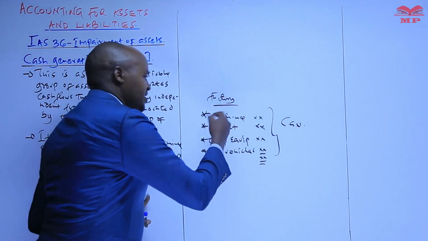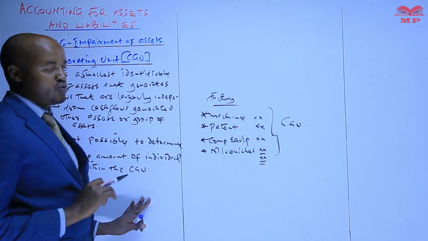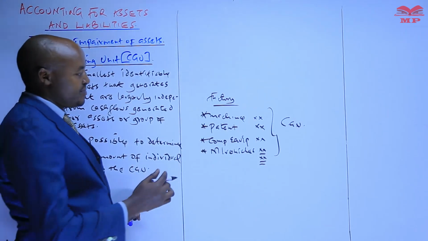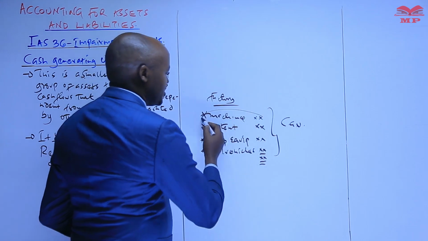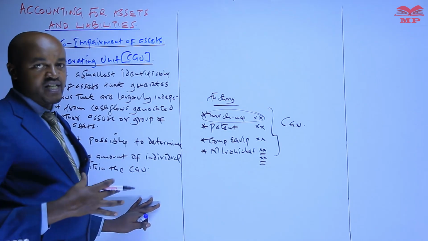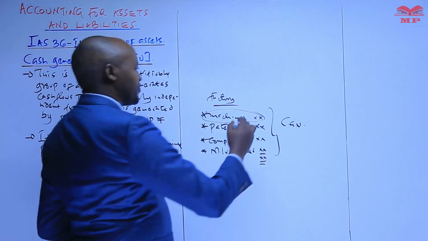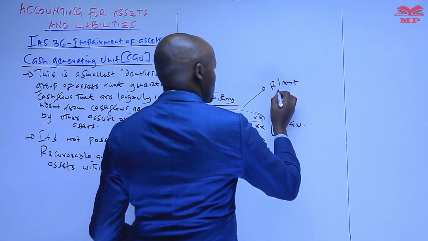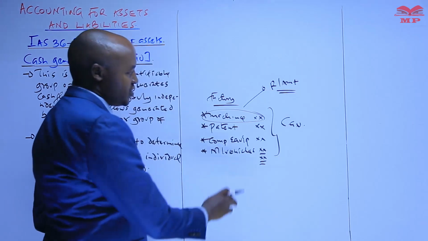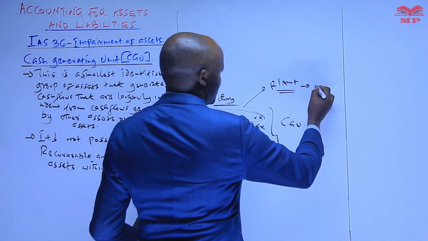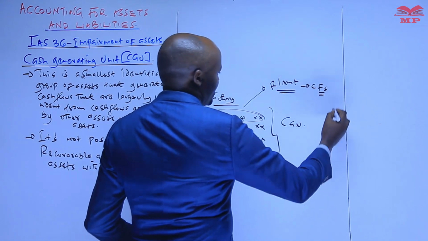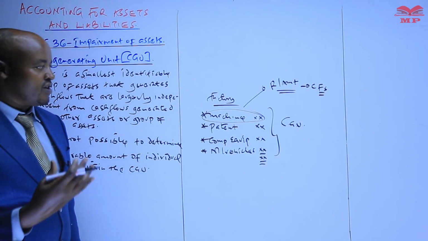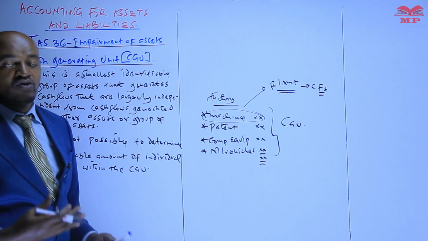So this particular asset here generates cash flow as a group, meaning that if, for example, you pick one asset from this particular group, like maybe you pick something like machines, these machines cannot generate cash flow on their own, and therefore it is not possible to determine the recoverable amount of that particular machine. Because for you to determine the recoverable amount of the machine, there is something which you need, and that is the cash flows generated by that machine.